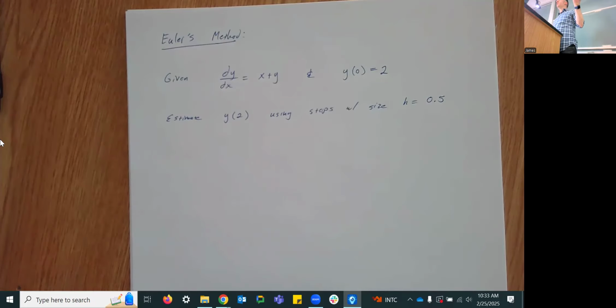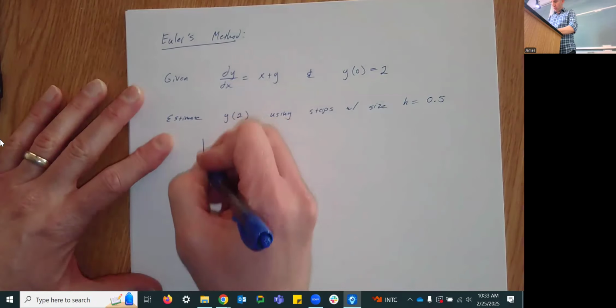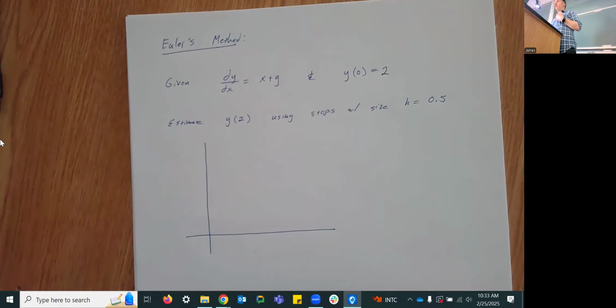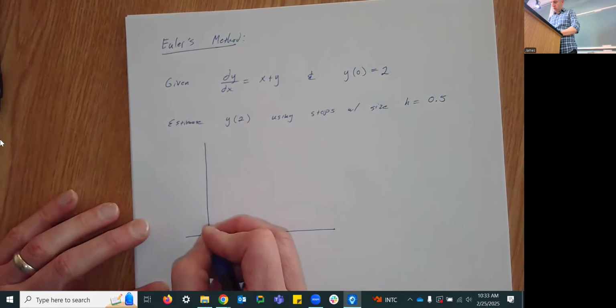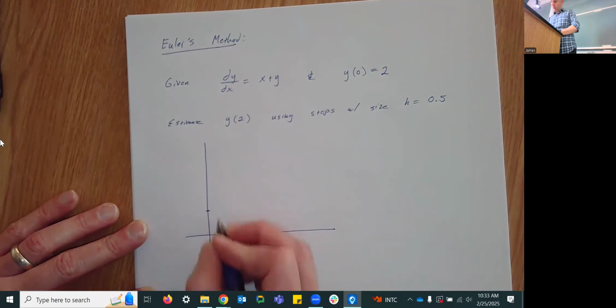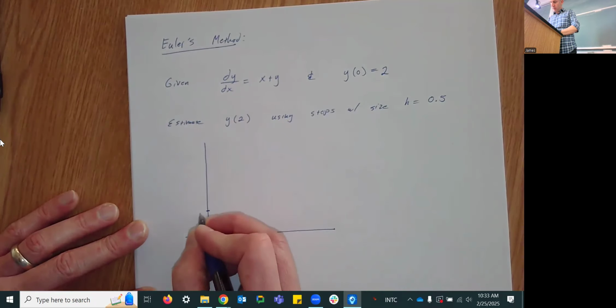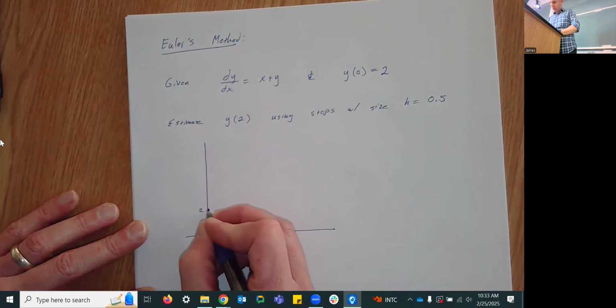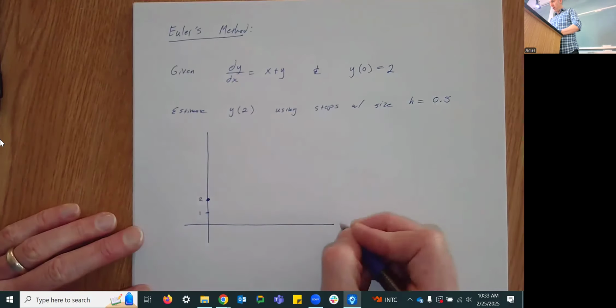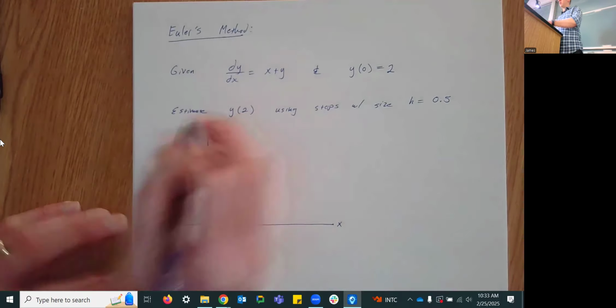So what are we actually doing here? Regardless of how you actually accomplish it, the idea is that we're going to start at our initial value. Let's mark this off. So let's go smaller than that. Let's say that's 1, that's 2. So there's our initial value, where y(0) is equal to 2.